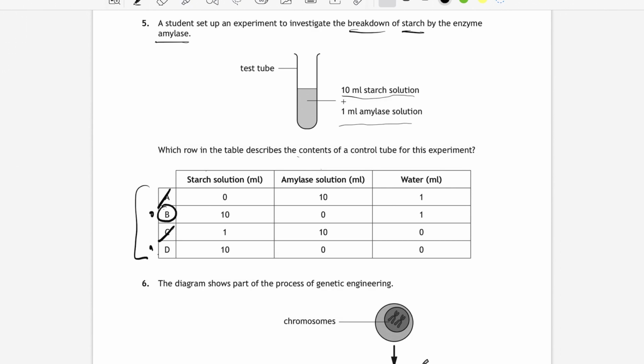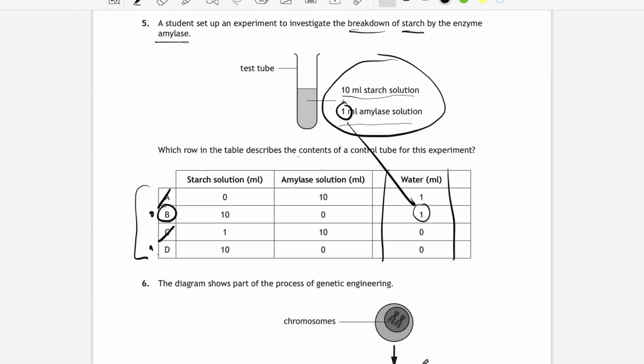Also note, when it comes to these sorts of experiments, that we want to keep the volumes the same. In this column they've added water. You notice in the original experiment there is no water, but you have to keep volumes the same. Water is not going to react with starch, so we just add 1 mil of water to replace the 1 mil that was taken away from the amylase. That keeps all volumes the same and allows for the validity of the experiment.